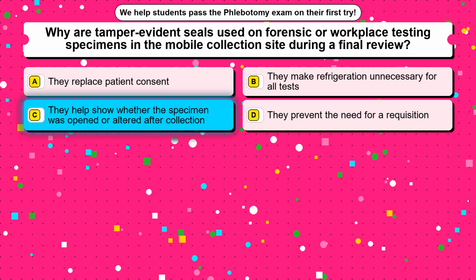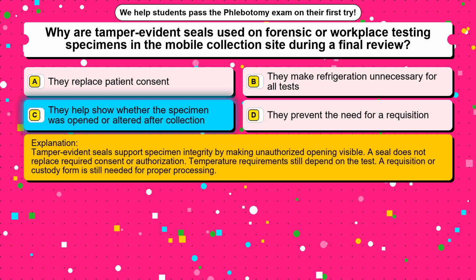The correct answer is option C. They help show whether the specimen was opened or altered after collection. Tamper-evident seals support specimen integrity by making unauthorized opening visible. A seal does not replace required consent or authorization. Temperature requirements still depend on the test. A requisition or custody form is still needed for proper processing.